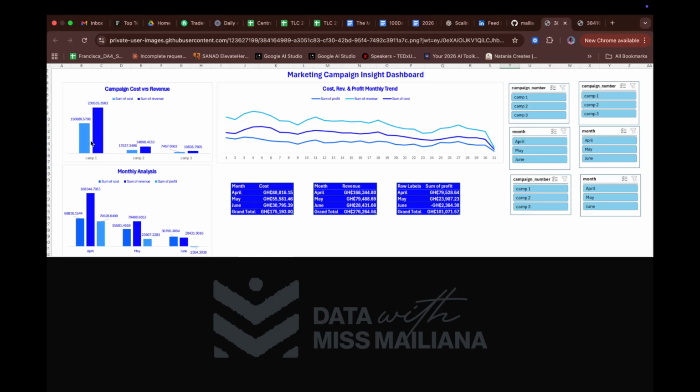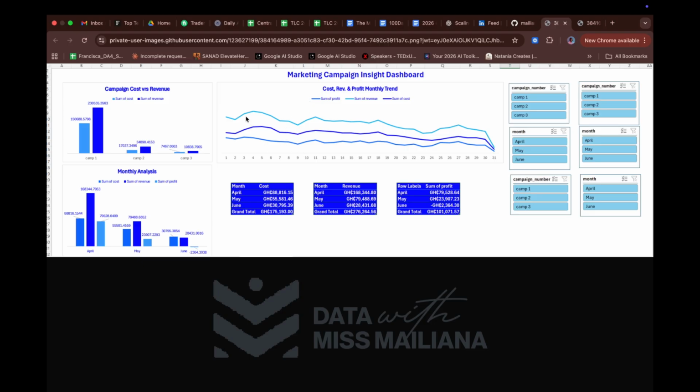When we come here as well, you see the column chart. So camp 1, and it's comparing the revenue and cost. Camp 1 cost was this, and then the revenue that came was this. Camp 2 was this, campaign 3 was this, and all that. So you can see the comparison with the bar chart. Do you get?